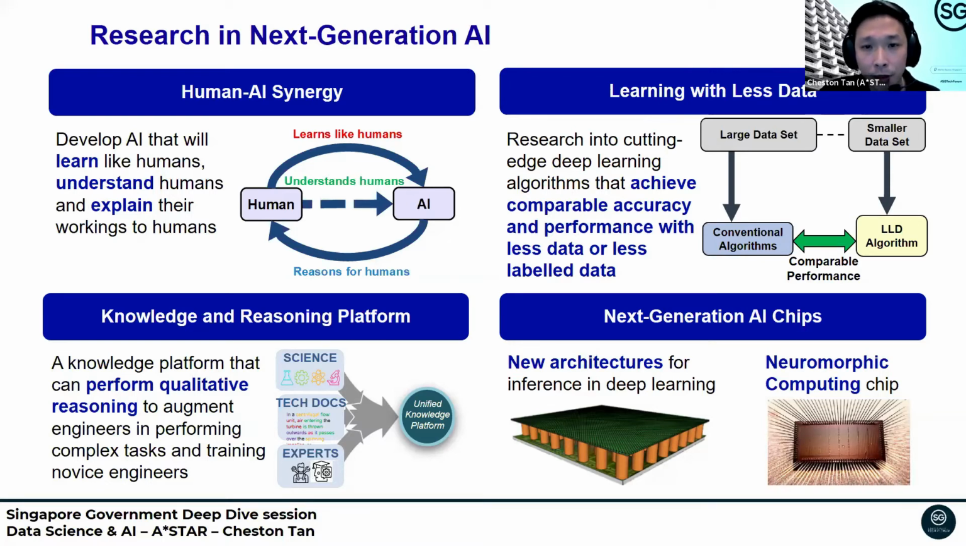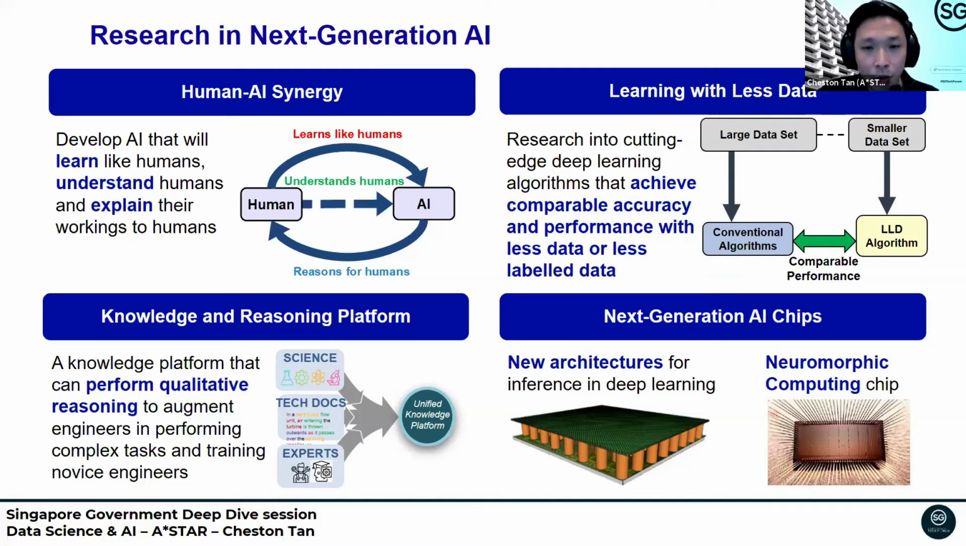On the upper right here, this is learning with less data. And of course, many of us here know that deep learning is very data hungry. And this, again, is a cross-Singapore effort involving universities and A-Star, taking various approaches, including GANs, including knowledge graphs, in order to come up with systems that use less data.